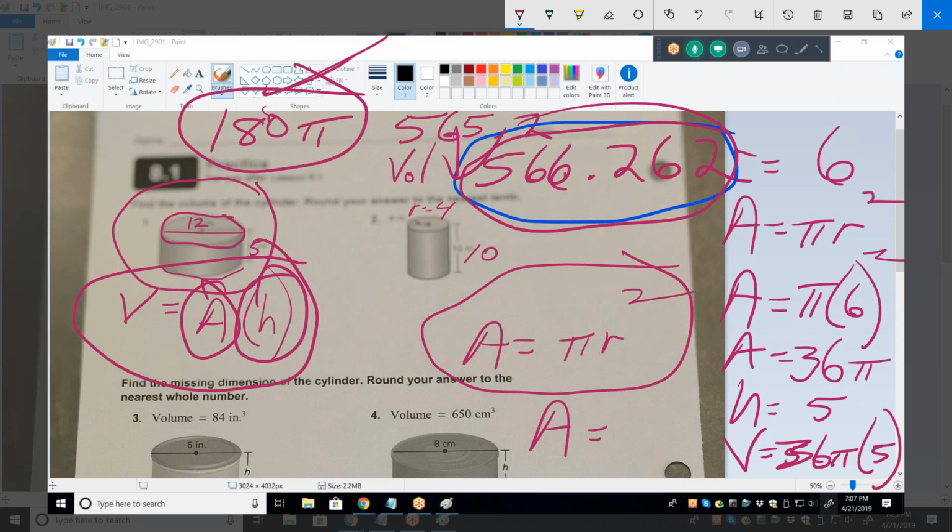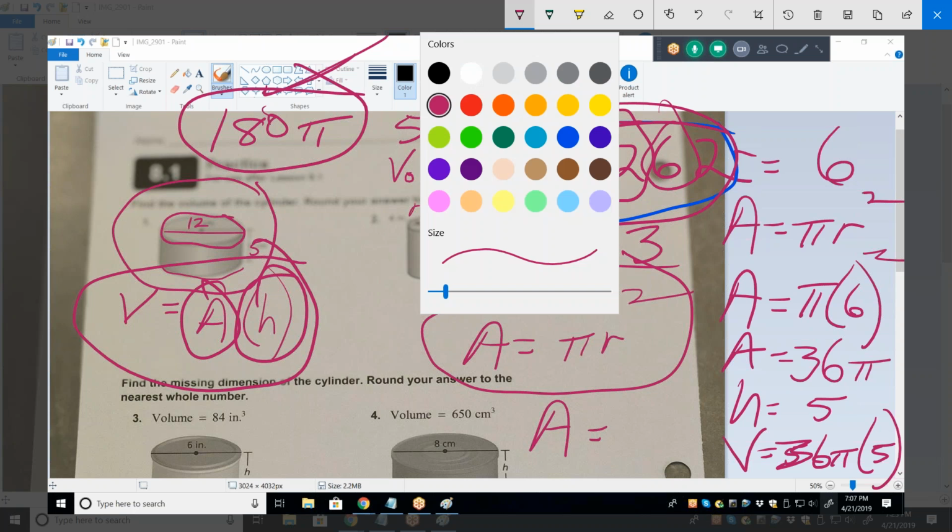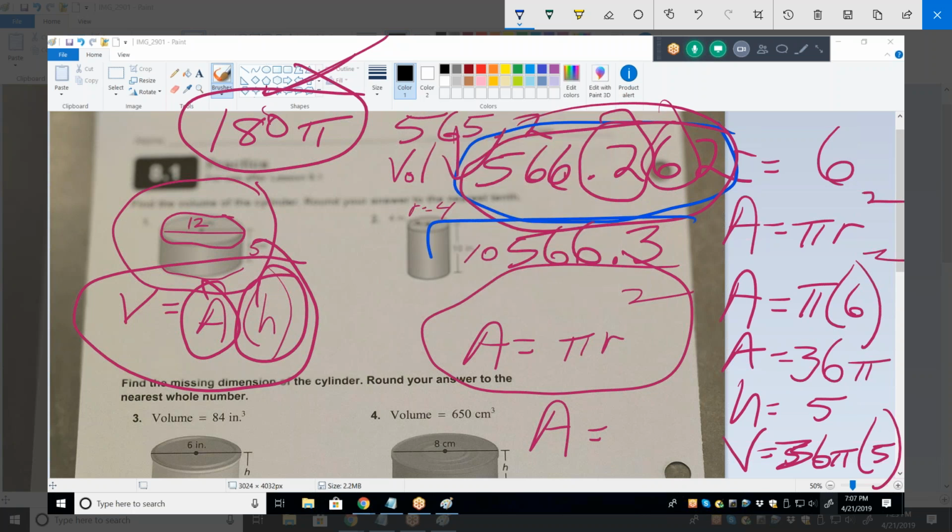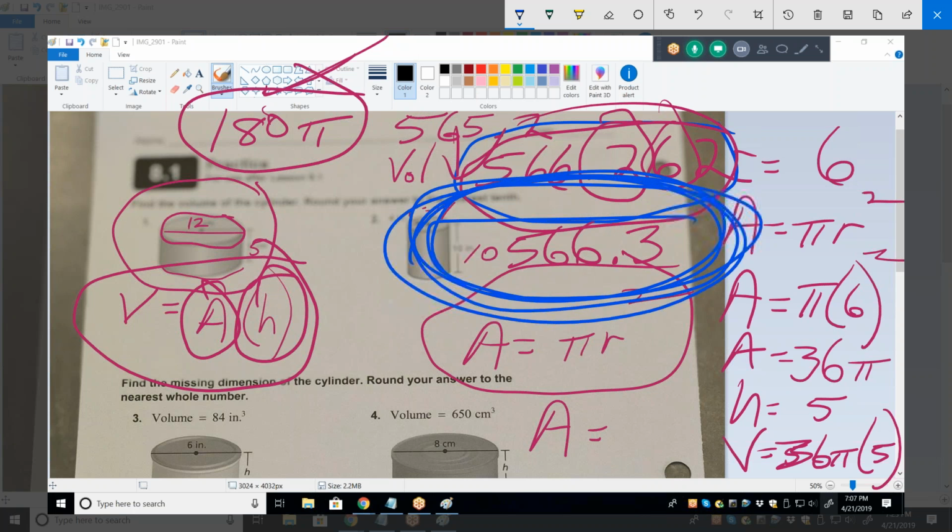Okay, here's how you do it. First of all, it doesn't change the first 3 digits. We're talking about this digit right here. Does that round up or down? Up, because this is a 6. If that is a 5 or higher, then it rounds up. If it's less than a 5, it rounds down. So if I'm going to round that to the nearest tenth, that's the answer right there. 566.3.